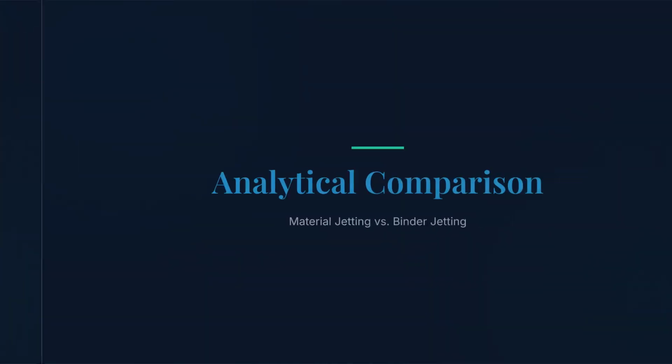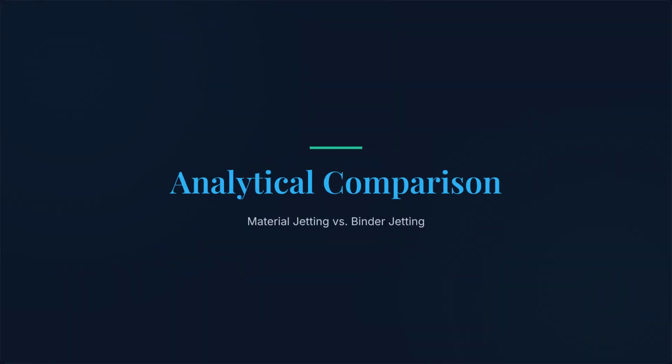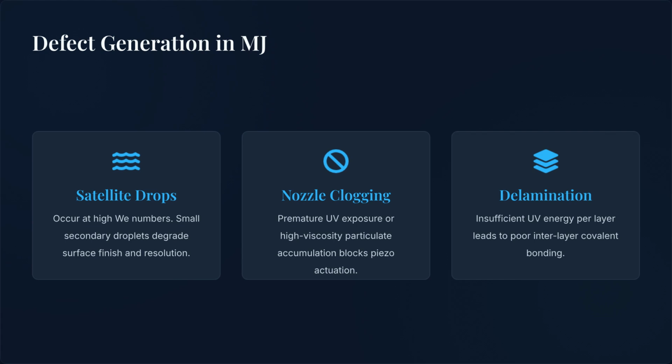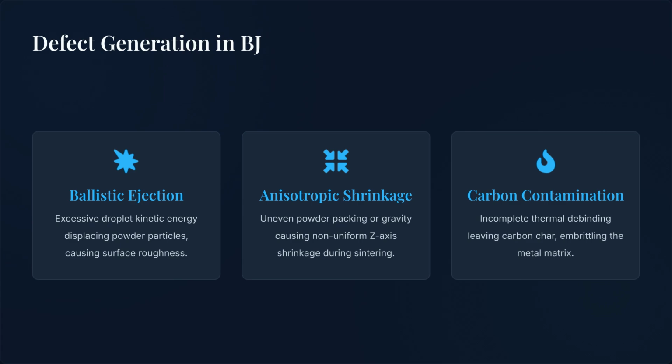Let's perform an analytical comparison between material jetting and binder jetting to understand their distinct process characteristics. When evaluating capabilities, both methods differ significantly in material requirements, resolution, and post-processing needs for final part completion. In material jetting, common defects include satellite droplets that degrade surface finish, nozzle clogging from particulate accumulation, and delamination due to insufficient curing between layers.